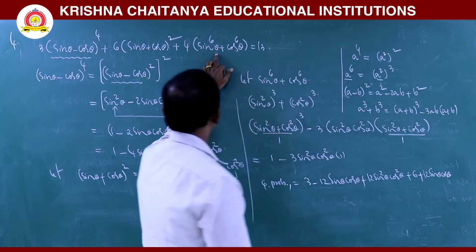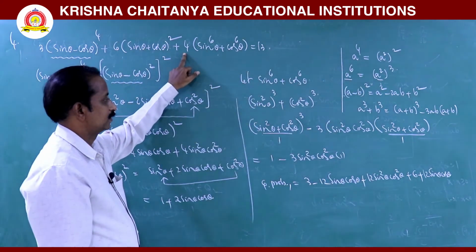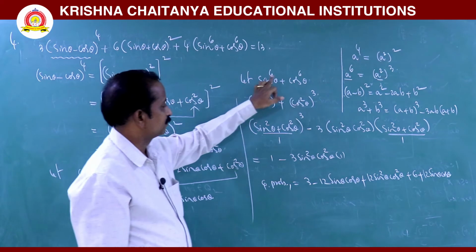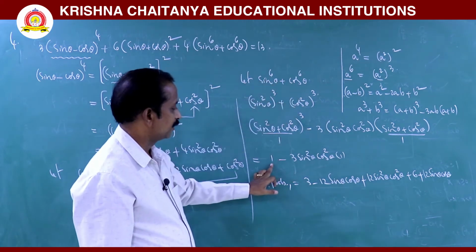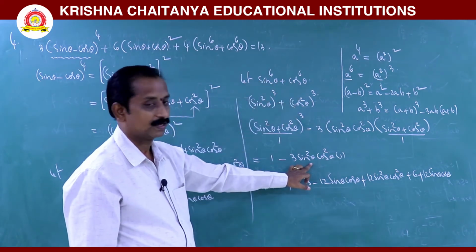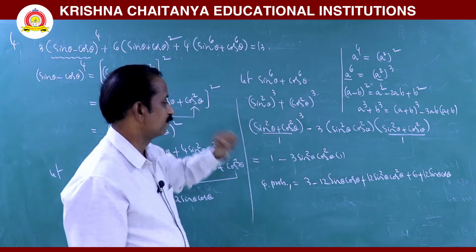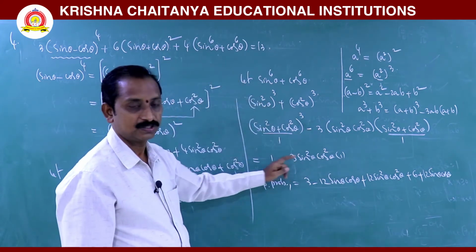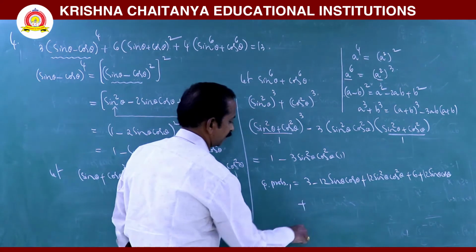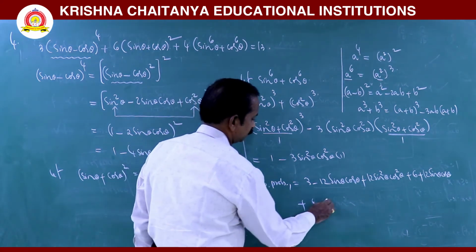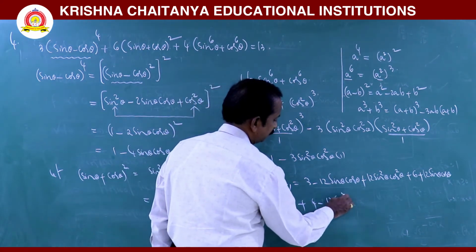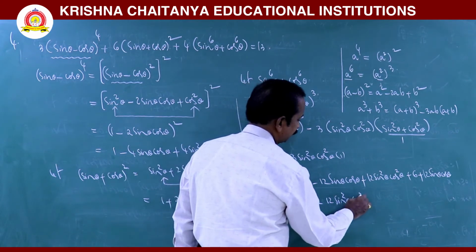And now the third term is multiplied by 4. The third term expansion, sin power 6 theta plus cos power 6 theta, is nothing but 1 minus 3 sin square theta cos square theta, and it is multiplied by 4. So this is 4, this is 12. Therefore plus 4 minus 12 sin square theta cos square theta.